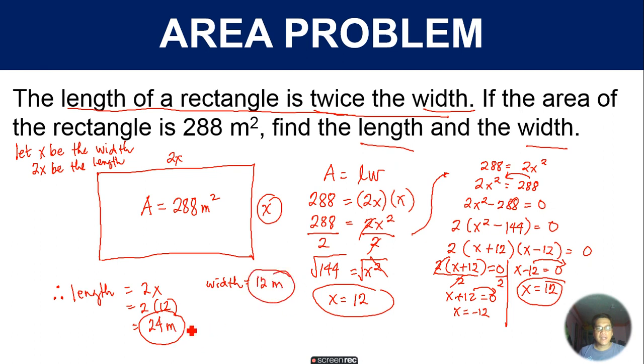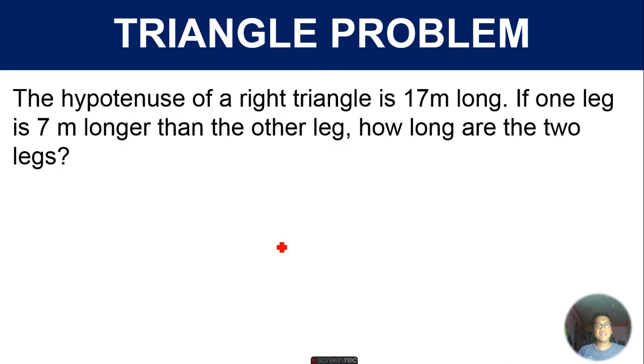If you multiply the two, 24 meters times 12 meters, that will be equal to 288 meter squared. So it's just the same. Again, the answer here is, your length is 24 meters and your width is 12 meters. So this is all about area. Let's proceed to the next problem.